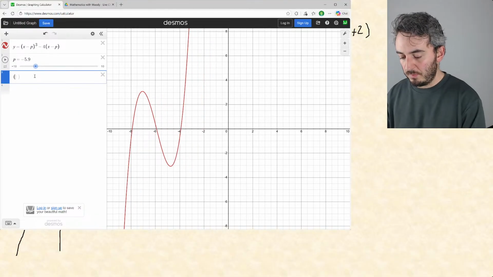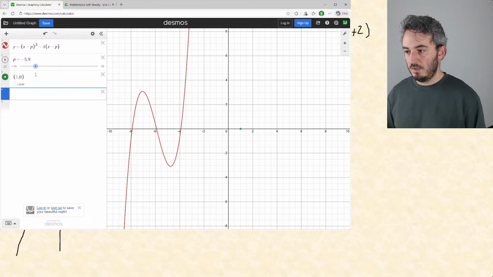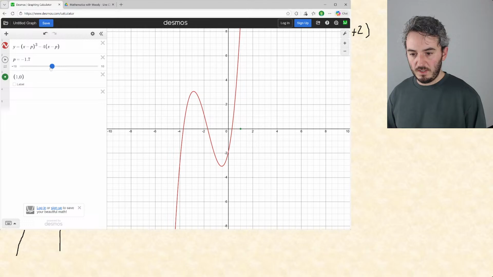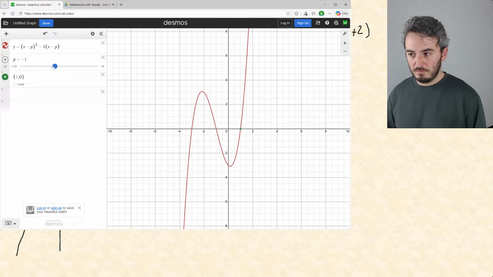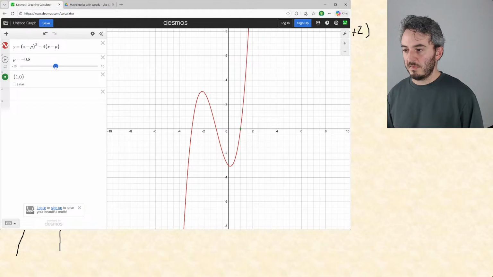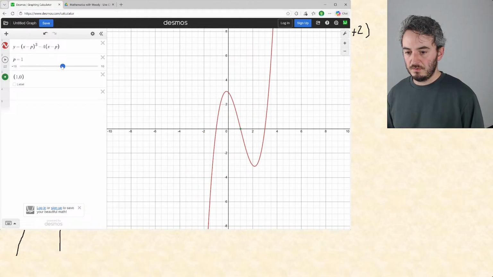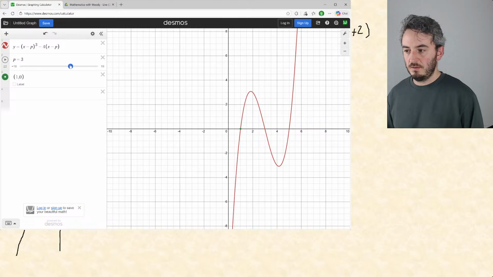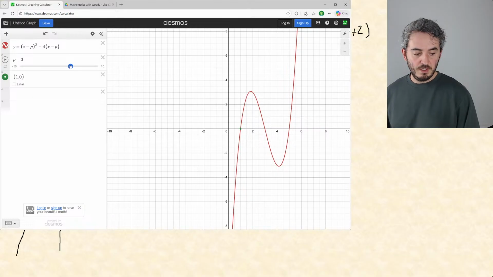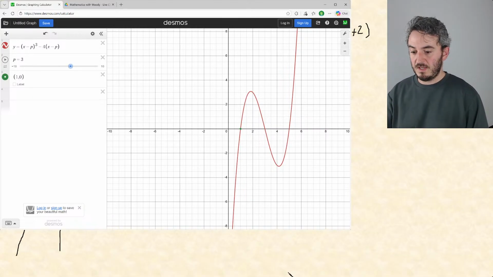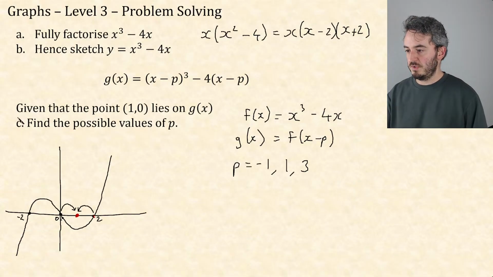And what was our point? Our point was 1, 0. So what did p need to be? Well, if p is minus 1, it sits on that point. If p is 1, it sits on that point. And if p is 3, it sits on that point. So it's really fun to play around in Desmos with these sorts of things. Just search for Desmos. It's free and it's quite easy to use.